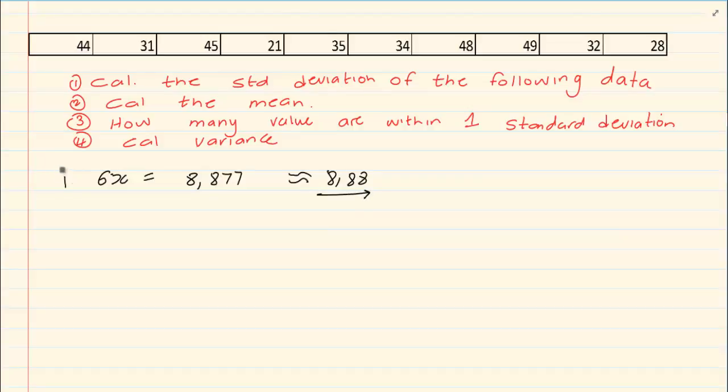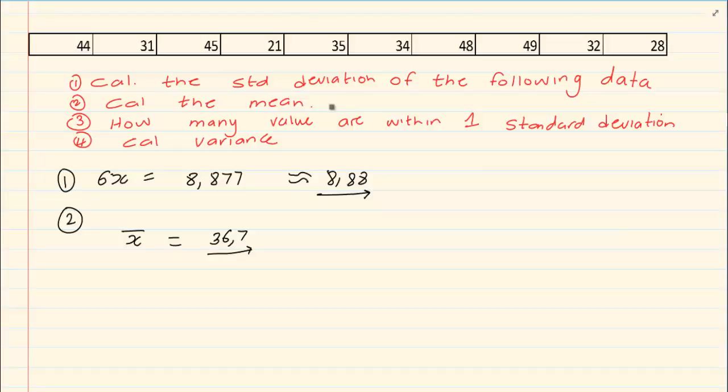The next question says, calculate the mean. Now, using the same information, you're going to press AC, shift 1, then you're going to go to number 4, which is variance, and you're going to press number 2, which is mean. It looks like this, equals to, and the answer is going to be 36,7.